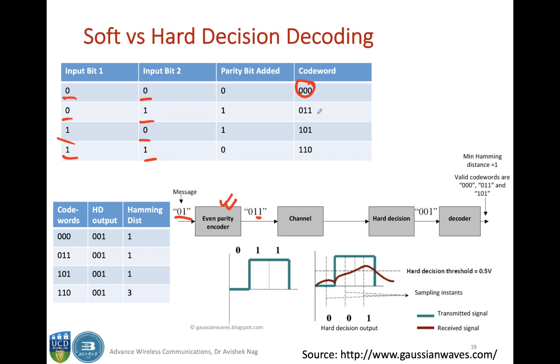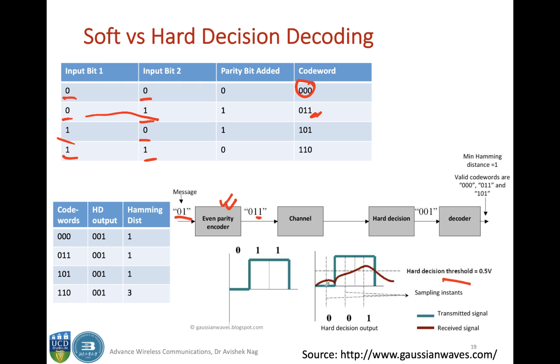So you are sending 011 corresponding to 01 through your channel. Okay, and at the receiver you are doing a hard decision decoding. So when you are doing hard decision decoding, basically you are measuring the levels of the received signal at certain sampling instance, and you are comparing it with a threshold.